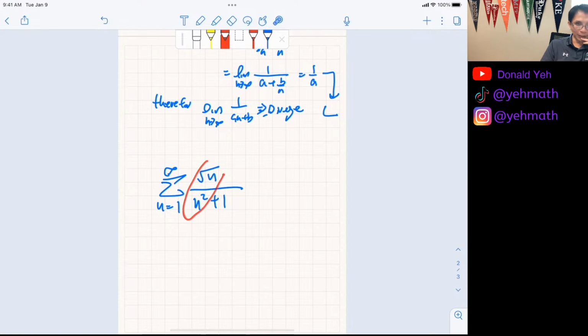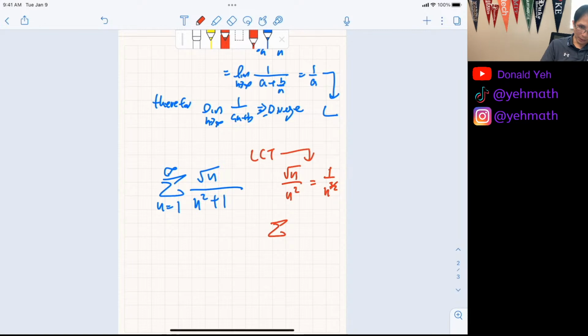But if you pay attention here, you are comparing to square root n over n squared, and of course you can simplify that. So 1 over n to the 3 over 2, and then you can use P series. Yeah, there we go. So we're comparing with this. So the LCT compares with the summation from n equals 1 to infinity of 1 over n to the 3 over 2. We know this one converges. So if this divided by this as n reaches infinity converges, then this series also converges.